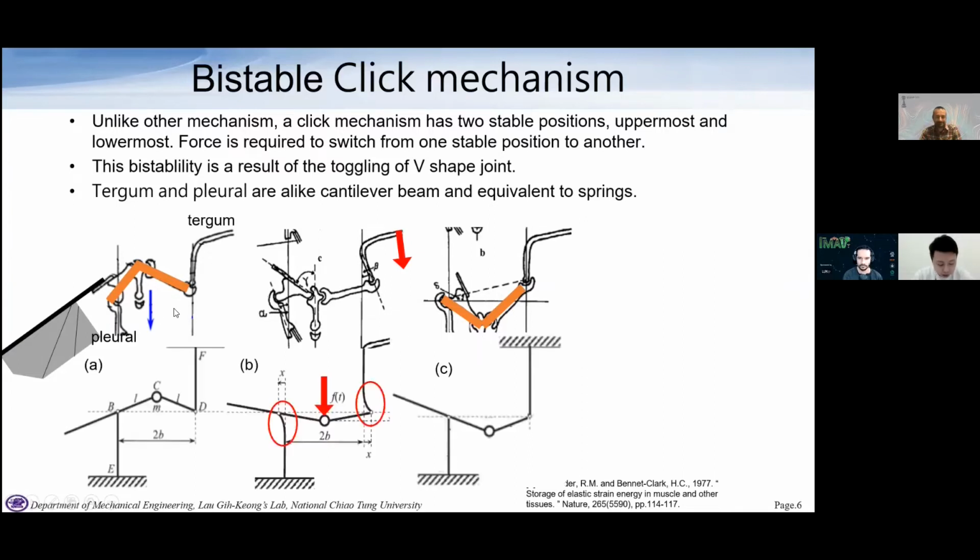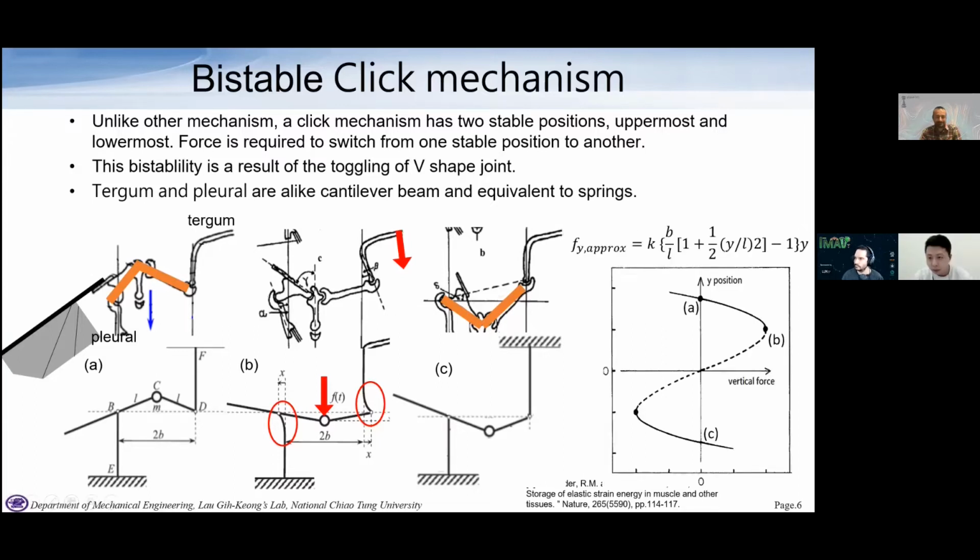And Brennan simplified the click mechanism into a geometric model and assumed that the force is applied to the joint rather than the back of the thorax. Then he calculated the vertical reaction force on the middle joint, as in this plot.